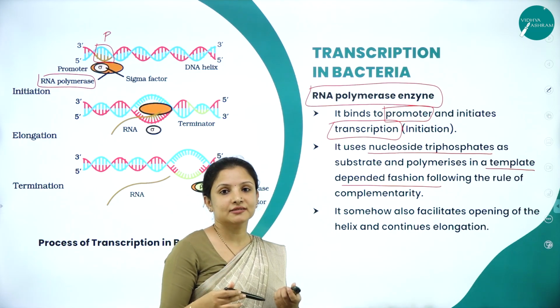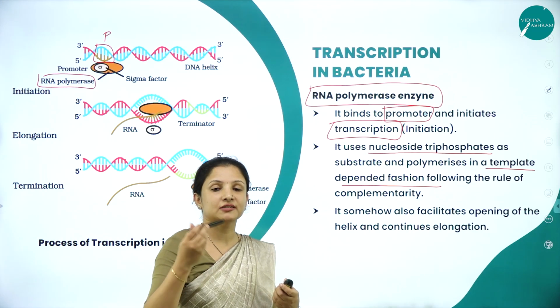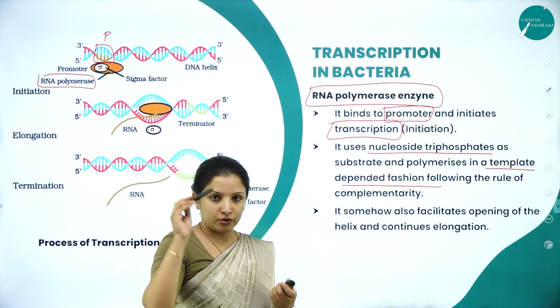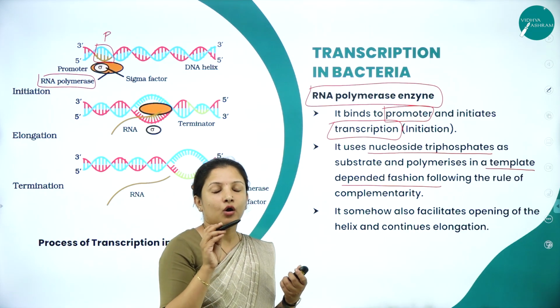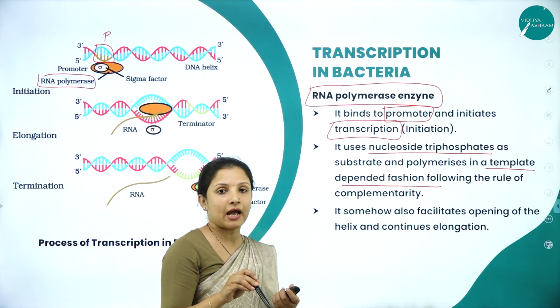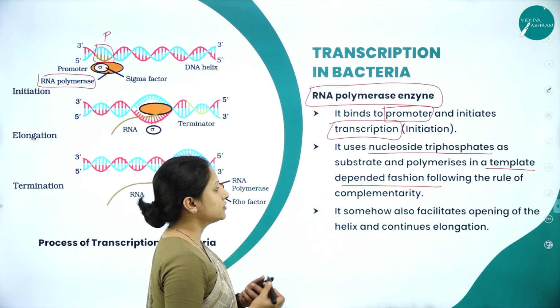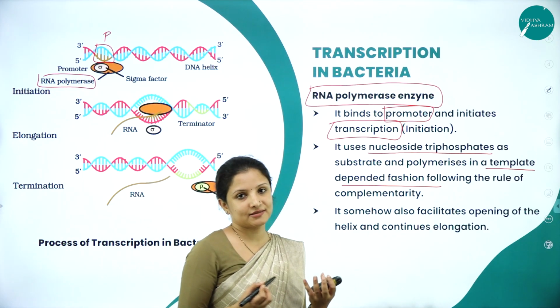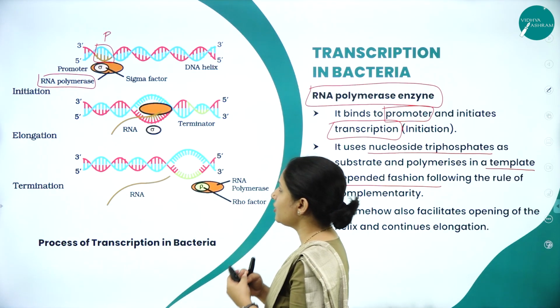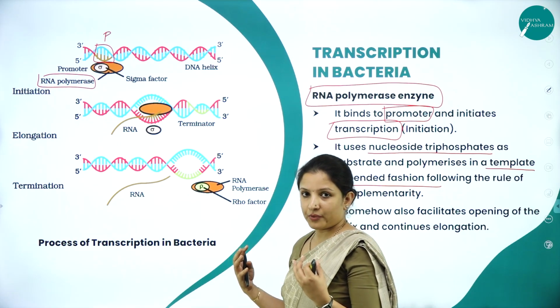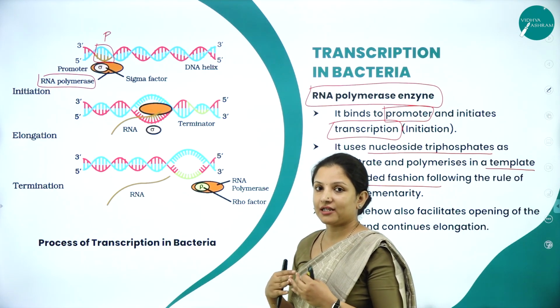It will start synthesizing the mRNA strand, or it will start adding the ribonucleosides to form the mRNA strands. And it also facilitates opening of the helix and elongation. For this, the DNA strand needs to open, and for that also, RNA polymerase will help.